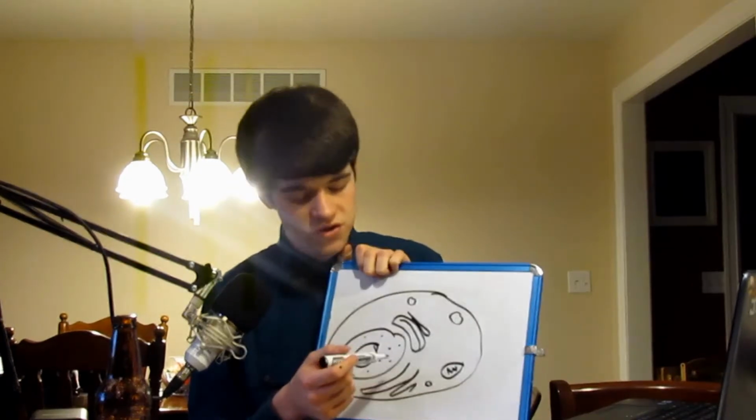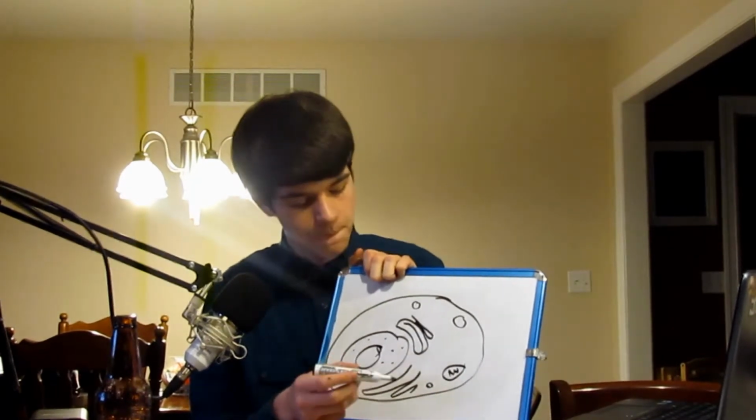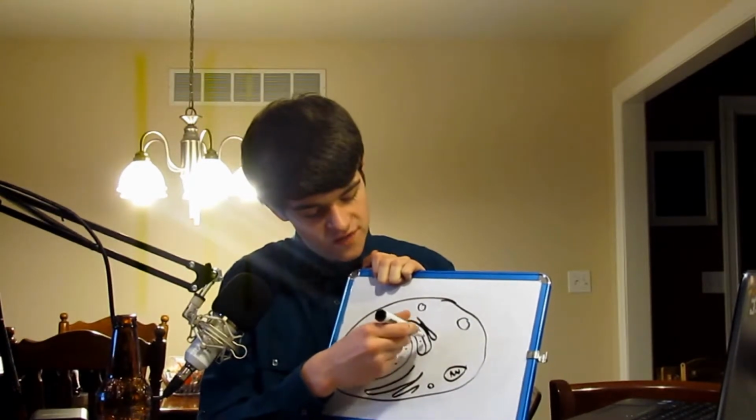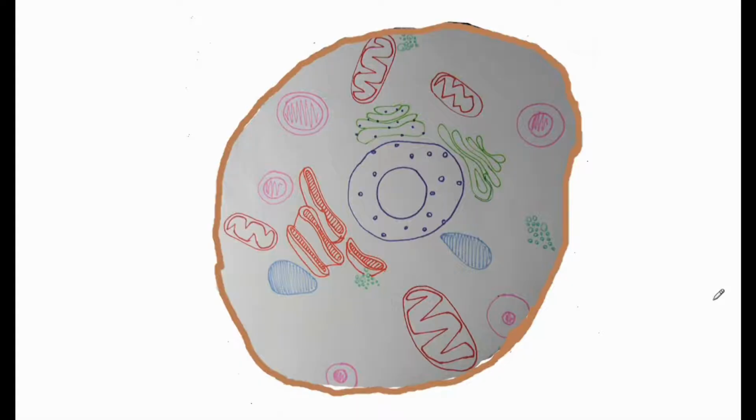Next up is the rough ER and the smooth ER. Rough and smooth ER are both folded sacs that make proteins and lipids. That's what they look like and where they are located. Rough ER and smooth ER are both usually located next to the nucleus. Here's the rough ER because it has ribosomes. The smooth ER does not.